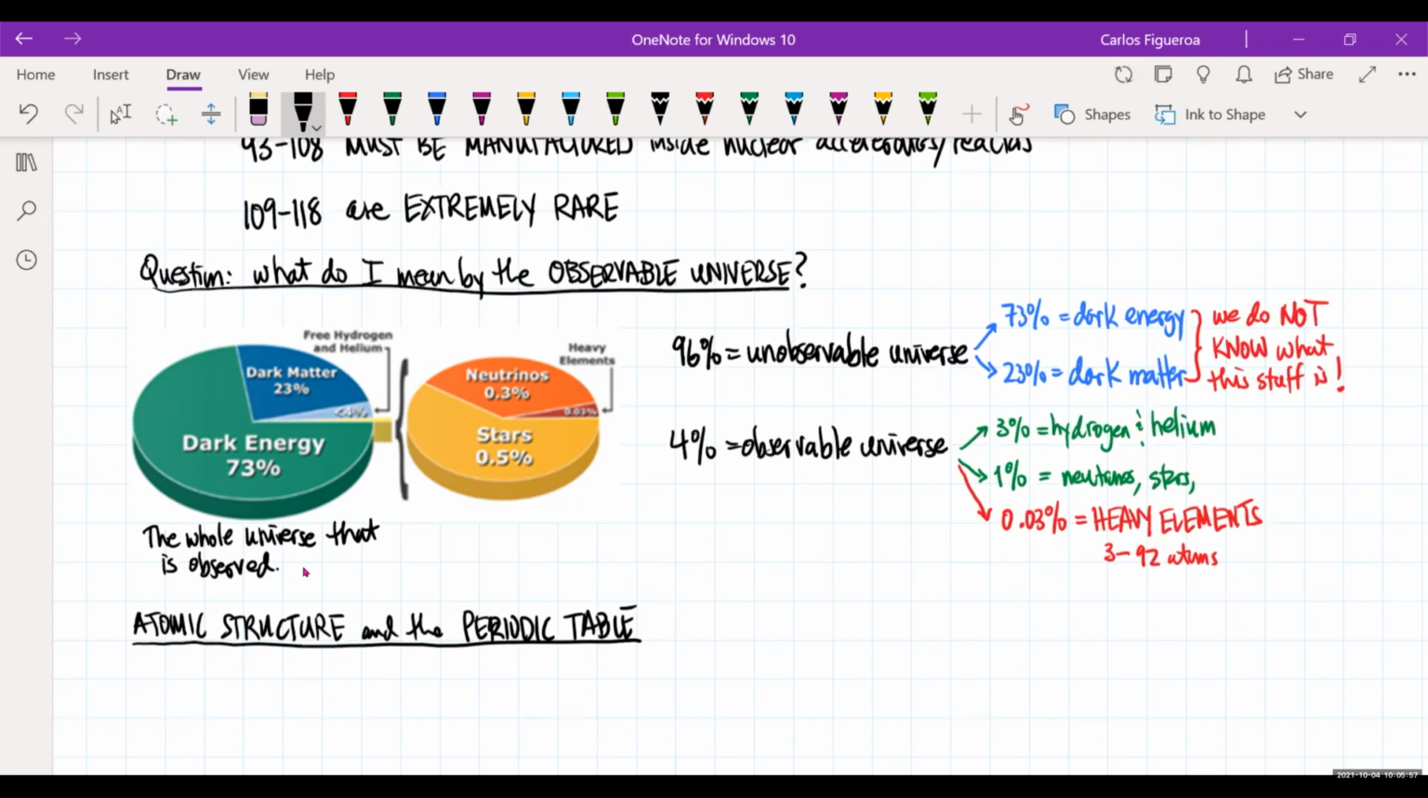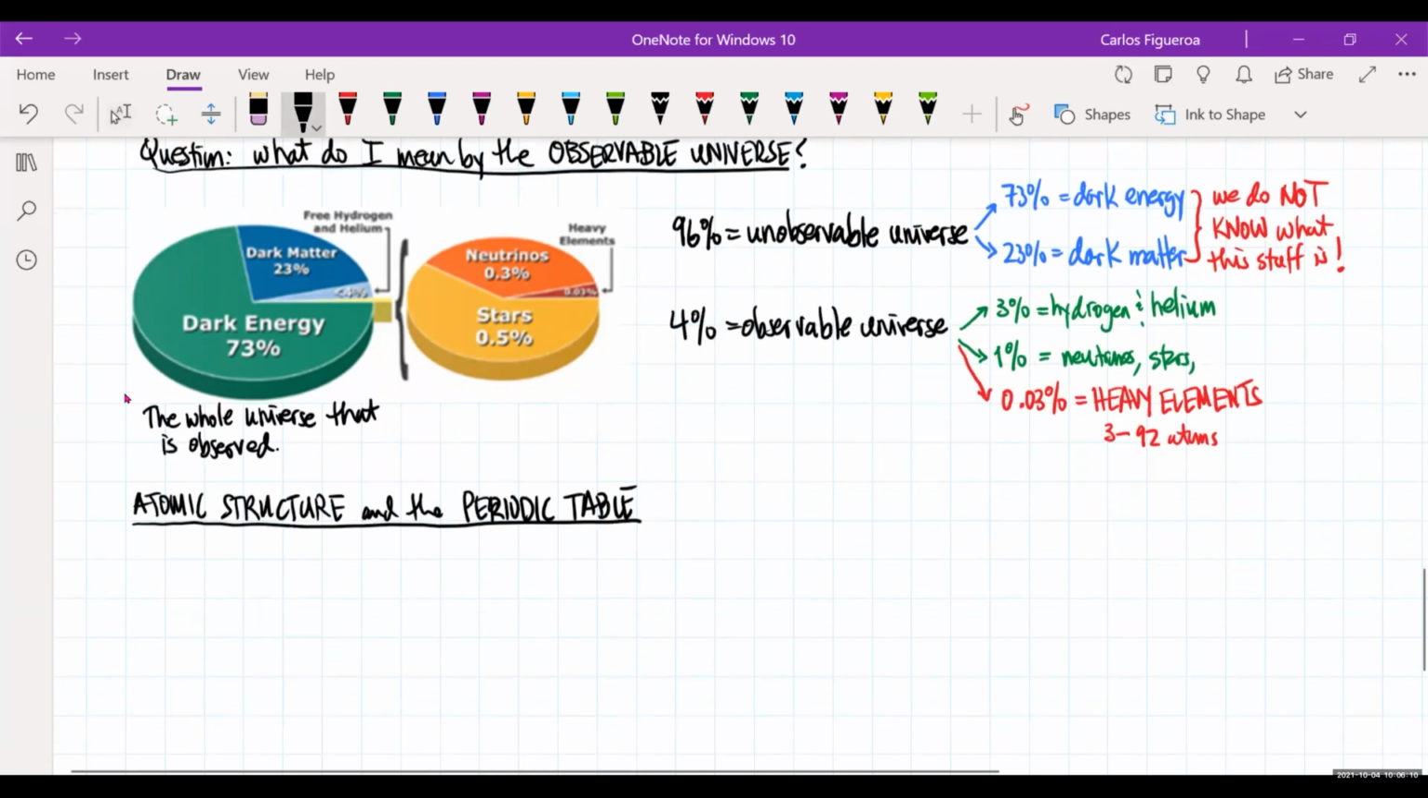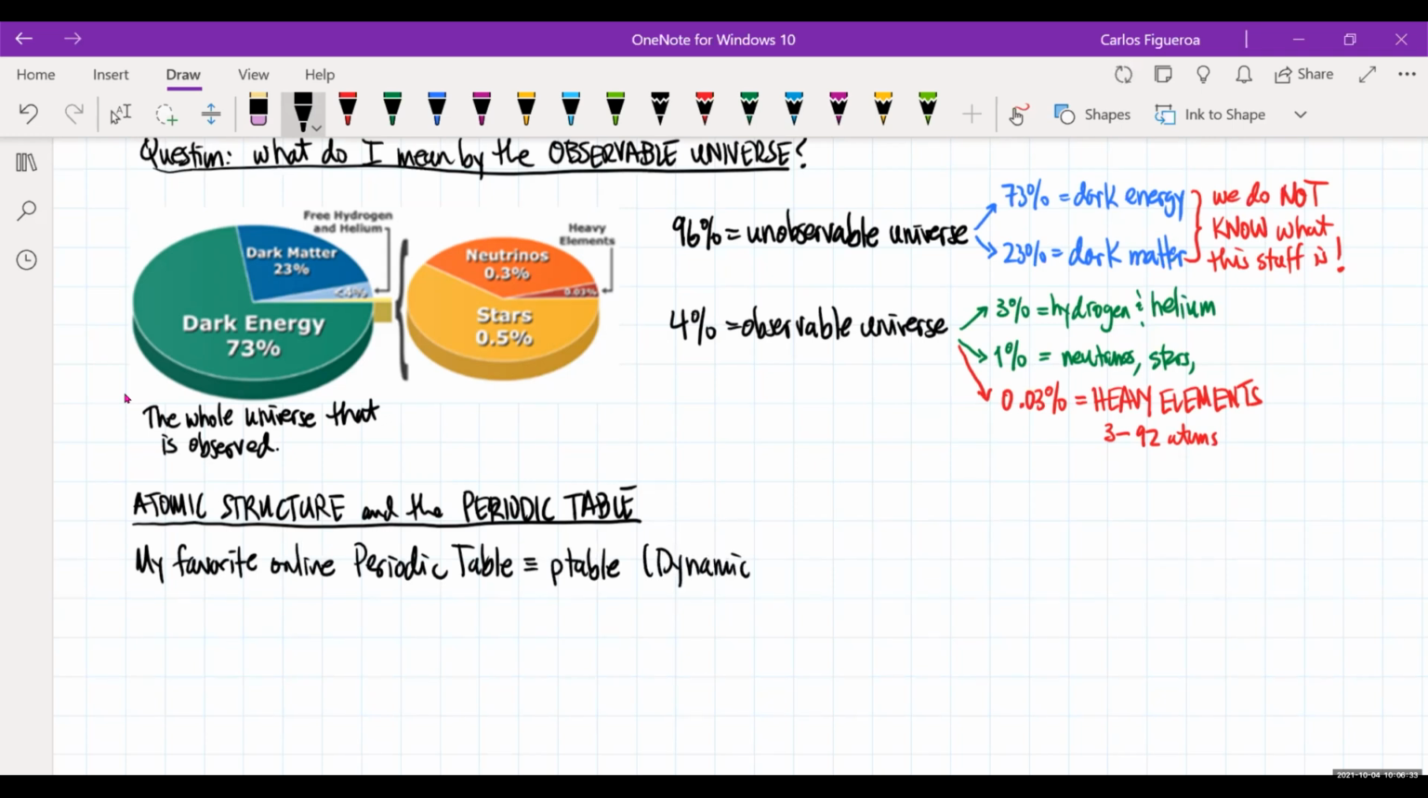And my experience with Physics 10 is that people are just going to knock this out of the park. But it's the details of what's going on that people typically have the most problem. So what we want to go do here is that, once again, when I talk about the periodic table, my favorite online periodic table is what they call P table. And what I like about it, it's a dynamic periodic table.